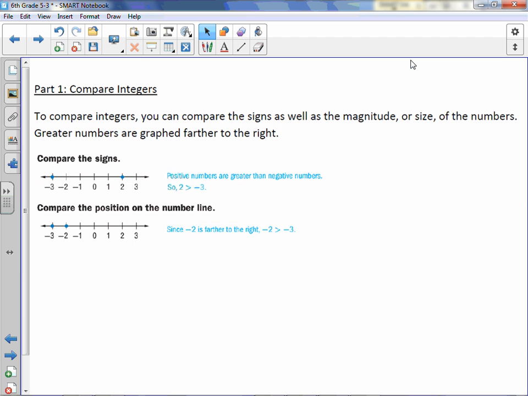Greater numbers are graphed farther to the right. So if we were to compare using signs, -3 and +2, positive numbers are greater than negative numbers. So I would know that 2 is greater than -3. However, if they have the same sign, plot them on a number line. So -3 and -2 are plotted on a number line, and -2 is further right. That tells me -2 is greater than -3. The number furthest to the right is the largest.